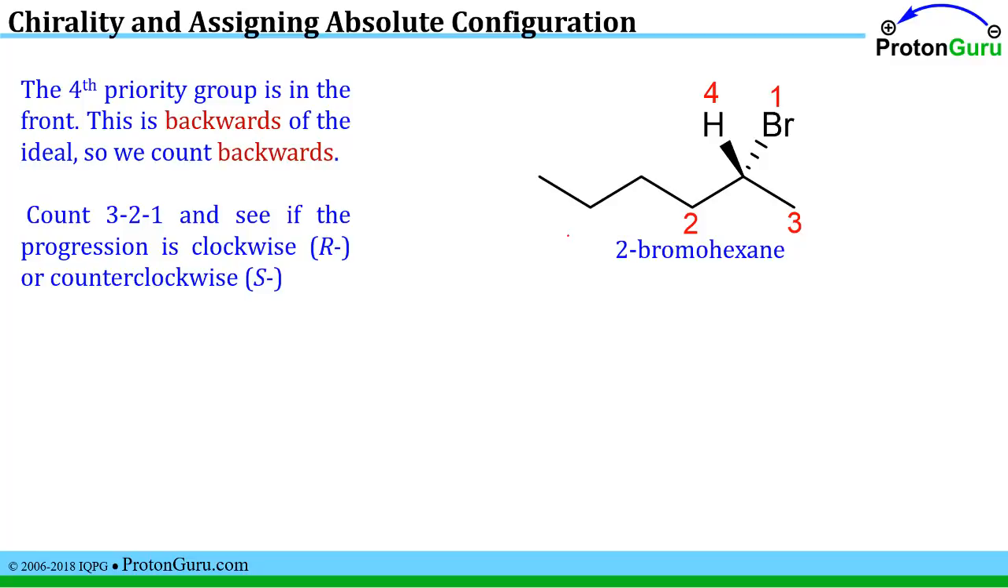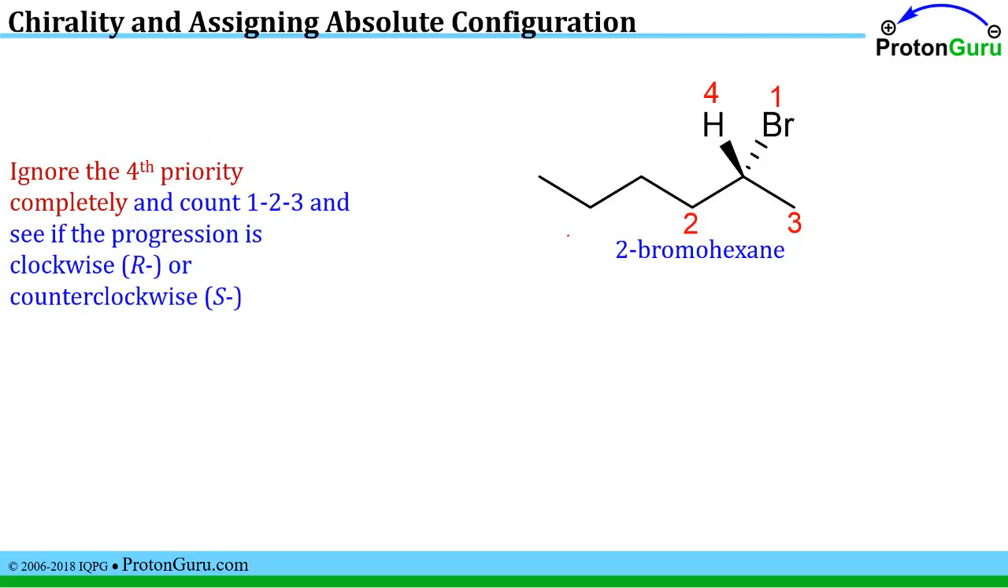If it's in the back, you just count 1, 2, 3. But if the fourth priority is in the back, this is backwards of ideal, so we count backwards as well. You just have to count 3, 2, 1 and see whether that progression is clockwise or counterclockwise. Again, we ignore that fourth priority substituent completely. Scribble that out, and we're going to count 3 to 2 to 1. If we do that, 3, 2, 1, that progresses in the clockwise direction. So you'd add R to bromohexane.